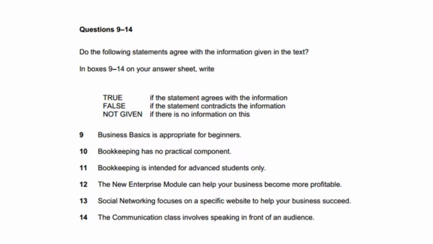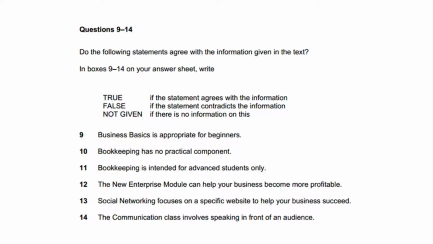It says, do the following statements agree with the information given in the text? In boxes 9 to 14 on your answer sheet, write true if the statement agrees with the information, false if the statement contradicts the information, and not given if there is no information on this. Okay, let's look at question 9. Number 9 states, business basics is appropriate for beginners.